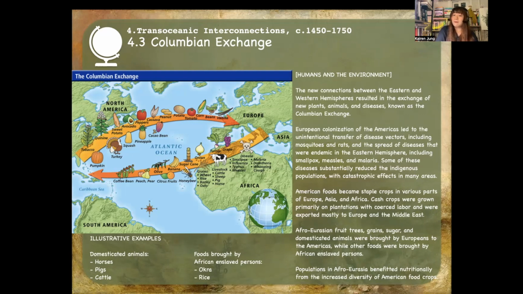American foods became staple crops in various parts of Europe, Asia, and Africa. Cash crops were grown primarily on plantations with coerced labor, and they were exported mostly to Europe and the Middle East. Afro-Eurasian fruit trees, grains, sugars, and domesticated animals were brought by Europeans to the Americas, while other foods were brought by African enslaved persons. Populations in Afro-Eurasia benefited nutritionally from the increased diversity of American food crops.